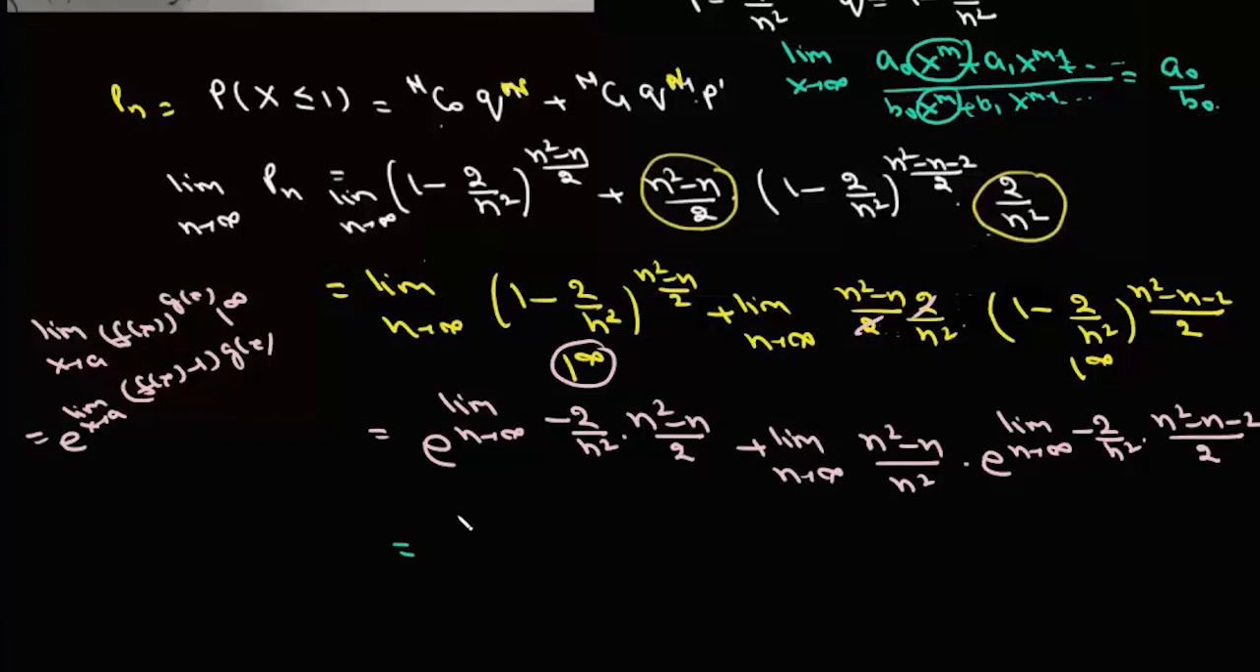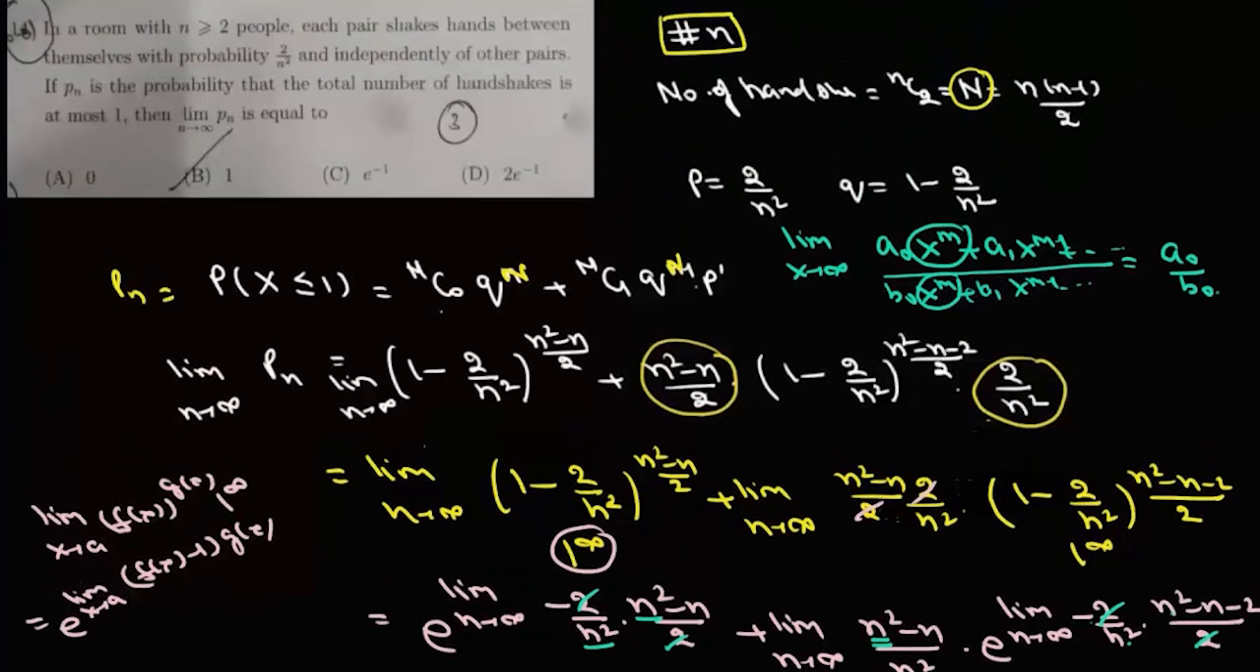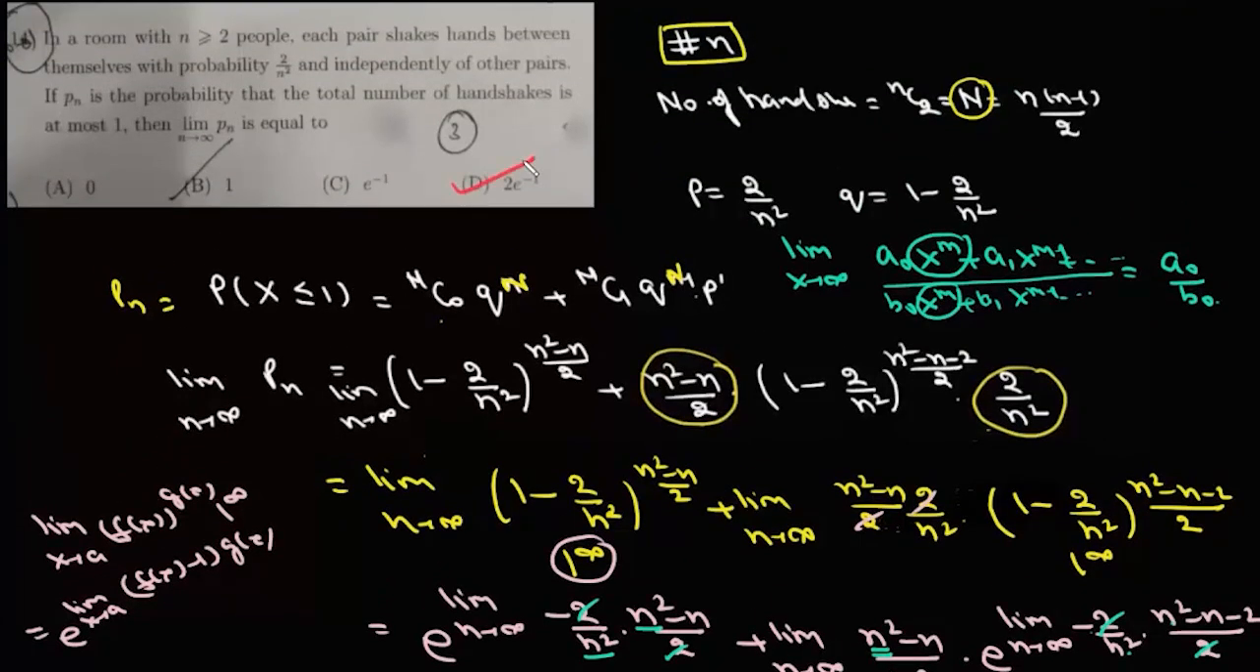So here if you look at this, this is e. Now here the highest power is n square. Here also the highest power is n square. The coefficient is minus 1. So this is e to the power minus 1, plus. Now here the highest power is n square, and the coefficient is 1. So it will be 1 into, and here again this is n square, this is n square. We have this minus sign, so it will be minus 1. So the answer to this limit will be 2 e to the power minus 1, and that's your option D.